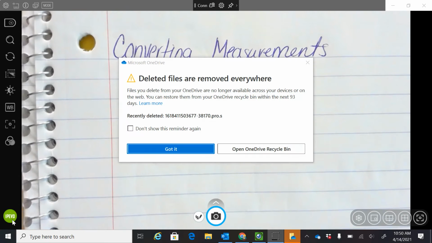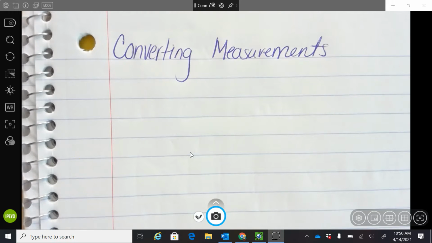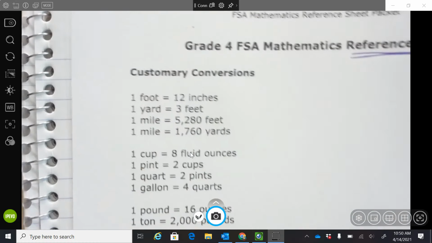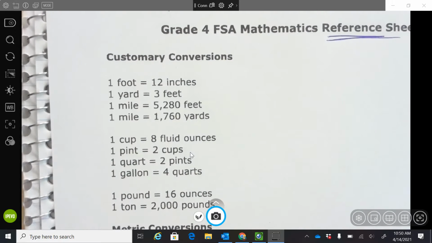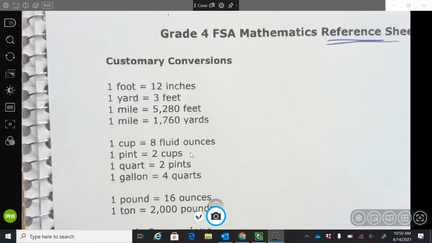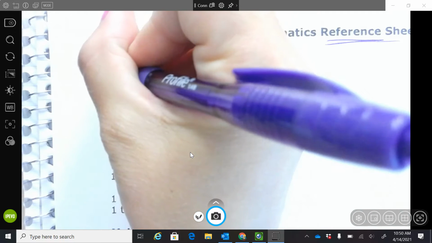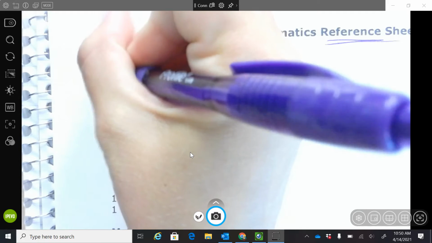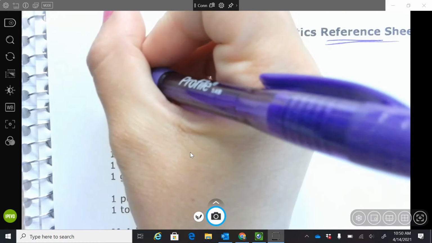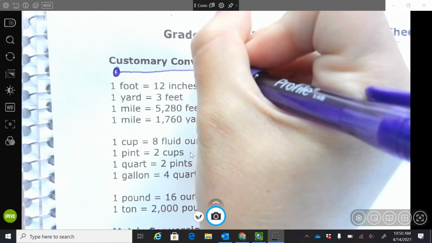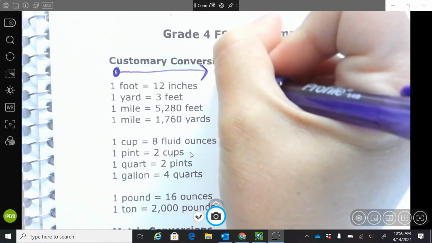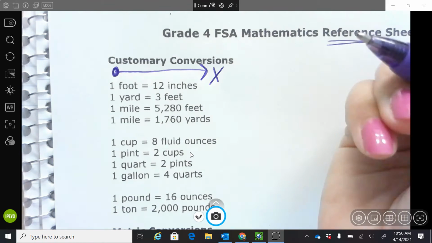So we're talking about converting measurements. Okay, go to this chart for a second, and I'm going to show you two different important things. If you're going from here, like let's say you're converting feet to inches, so you go from feet to inches, you're going to multiply. Okay?